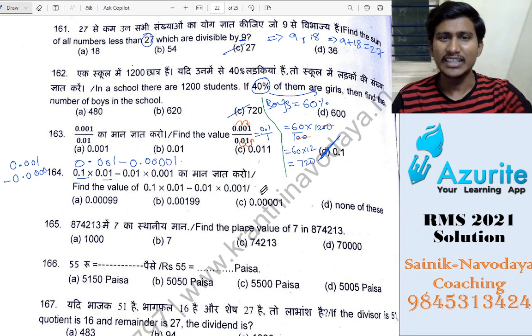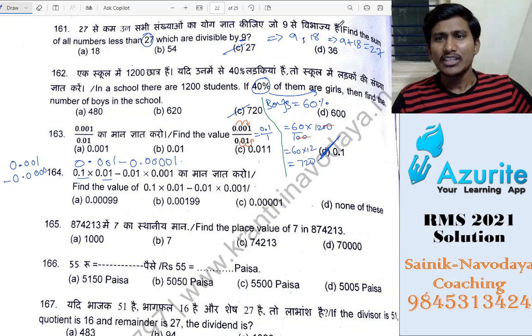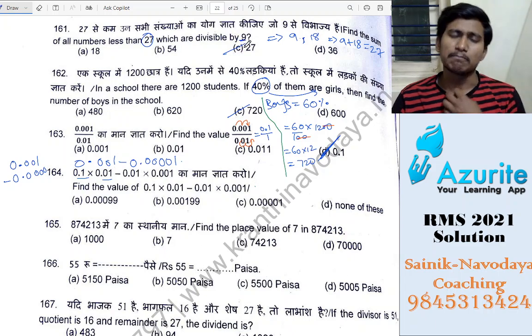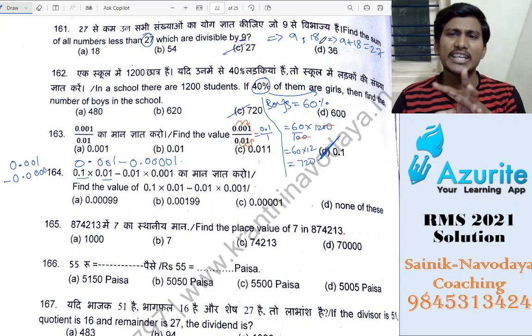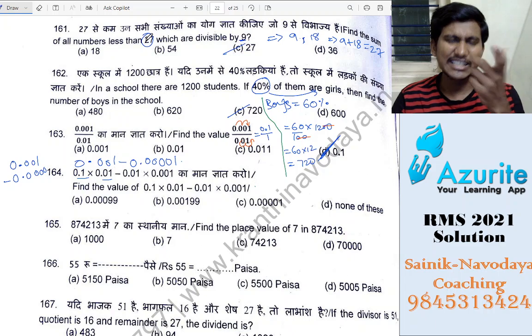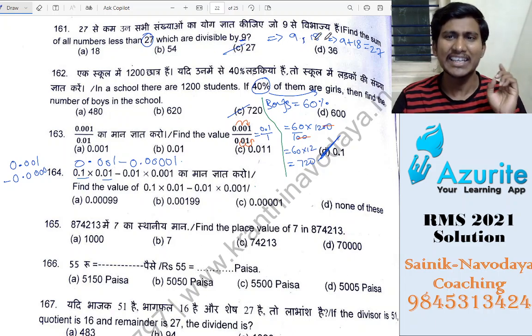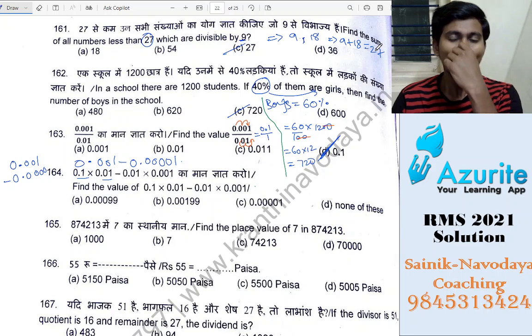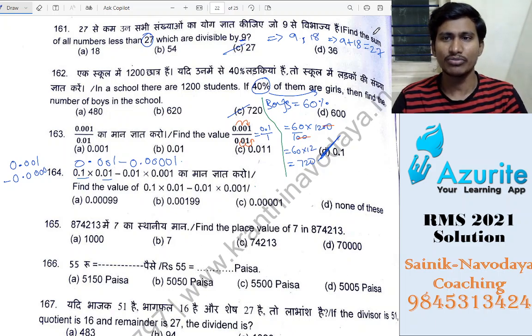Students, see here, question 161. Find the sum of the numbers less than 27 which are divisible by 9. 9 ones are 9, 9 twos are 18. 9 threes are 27, but 27 is not less than 27, so not possible. So we have to take 9 and 18. 9 plus 18 is 27. So 27 is the answer, option C. We have to find the sum less than 27, that is the 9 table, 9 and 18 will come. If you add them, 27.